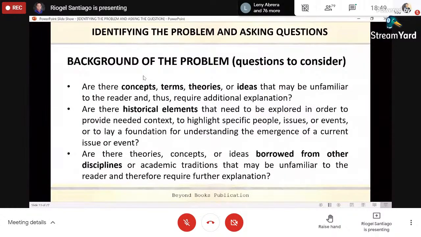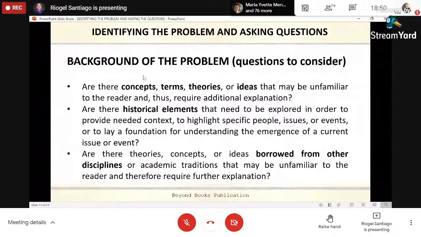Sa pamagitan ng pagpapaliwanag: ano bang ibig sabihin nitong konsepto na ito? Ano ba tong theory na ito? Ano ba tong idea na to? Kasi kung hindi rin maintindihan ng reader, ng teacher, yung research paper na ginagawa natin, mawawalan sila ng interest na basahin yun, di ba?